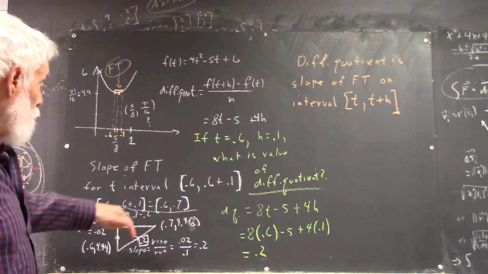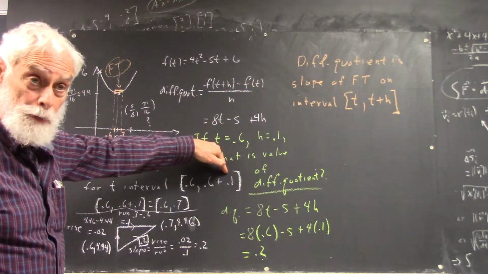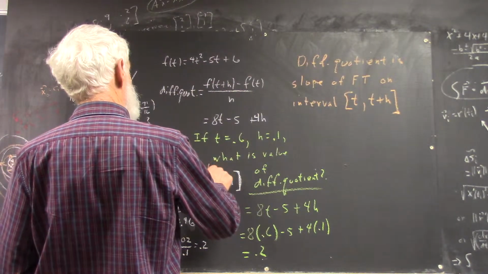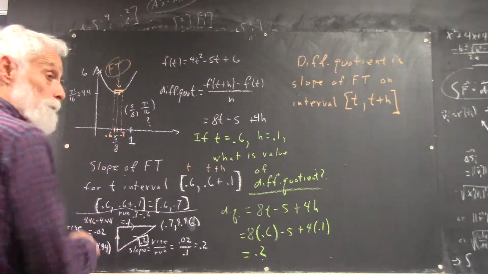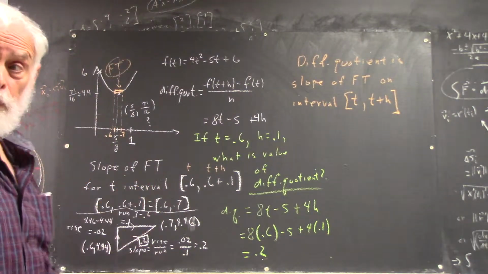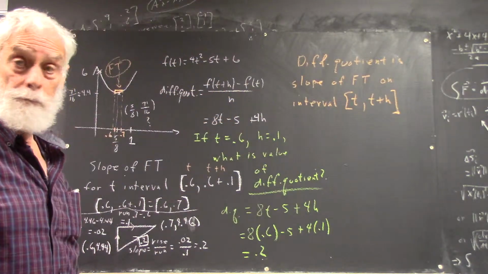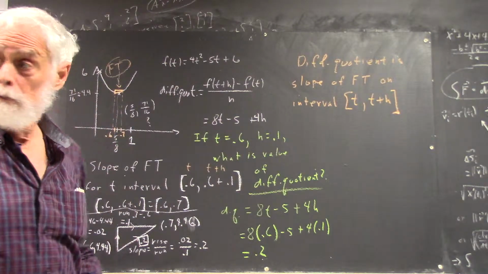And you understand why I wrote this now, 0.6 plus 0.1. Now this is your t, and this is your t plus h. Plug it in here, or just do it without even going to the difference quotient. It's a shorthand for the slope of this triangle.